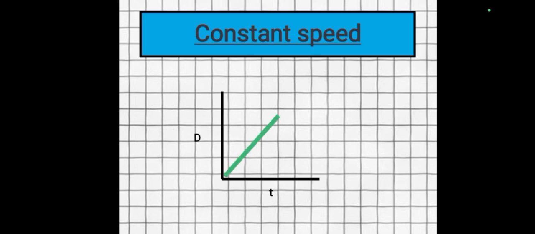Now, our first example of a distance versus time graph is showing constant speed. The slope of an object moving at constant speed is a diagonal straight line.